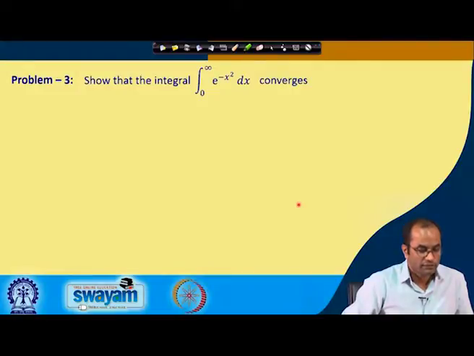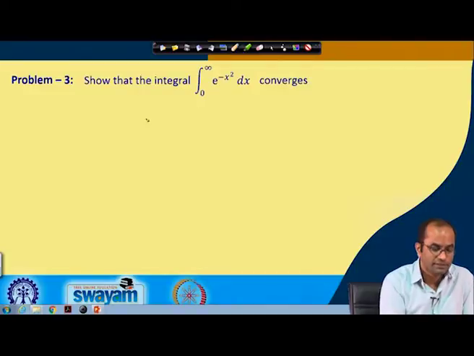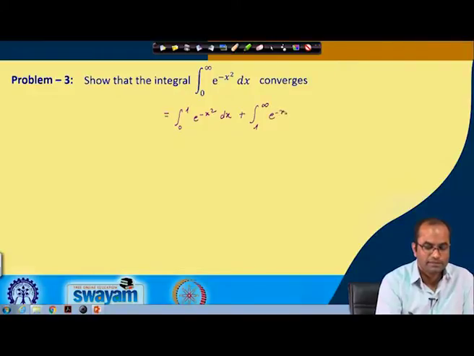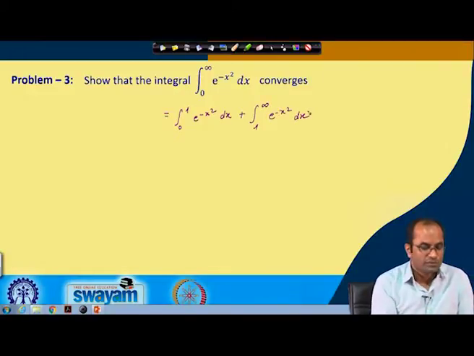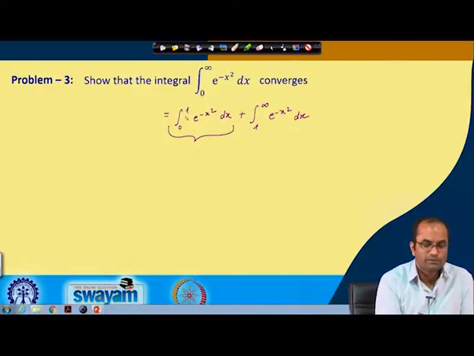This is another problem where we will show that the integral from 0 to infinity of e power minus x square dx converges. In this case we will break this integral as 0 to 1 of e power minus x square dx, plus 1 to infinity of e power minus x square dx. This is a trick we very often use to remove the part from 0 to 1, because this is a proper integral, so it is not bothering us now.